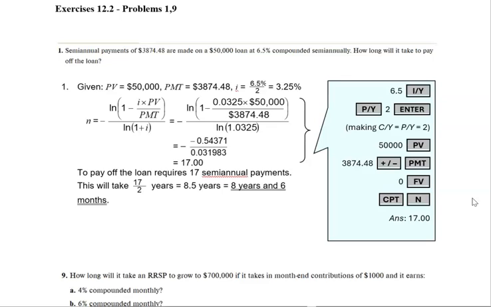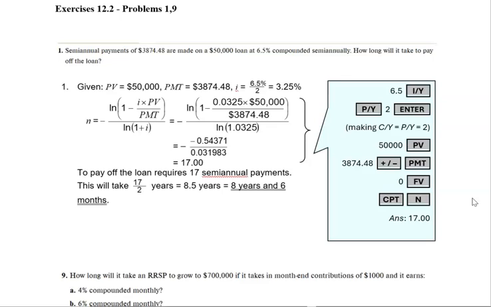We know how much the payments are. We know what our IY, our interest rate is. It's 6.5. And we know that the future value is going to be 0 because it's going to be paid off. Okay, so let's put the information in. We have 6.5 IY. We have payments per year of 2. Okay, and our compounding is 2 as well.